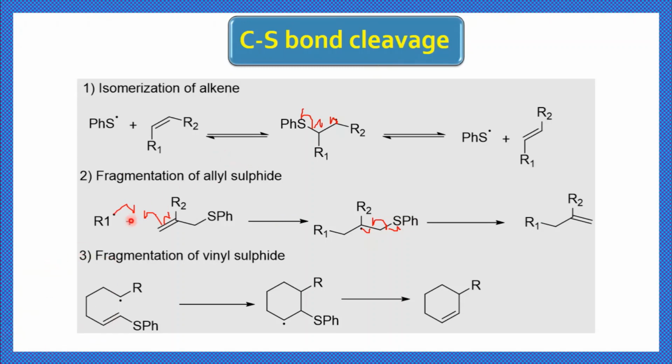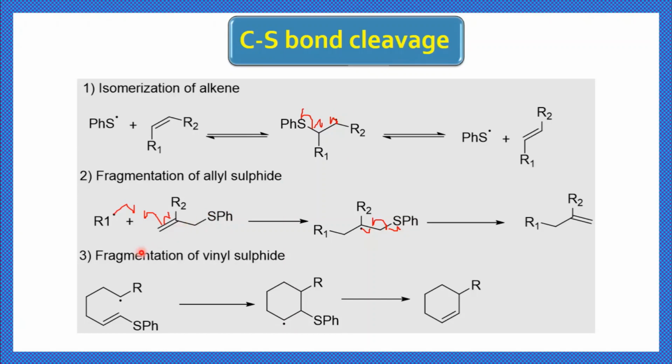So this R1 radical generated from your alkyl halide will react with your allyl sulfide, it forms the bond with this R1. Then simply the breaking of this SPh bond takes place, and we'll get this alkene. So this is simply the fragmentation of allyl sulfide, and this involves the CS bond cleavage.